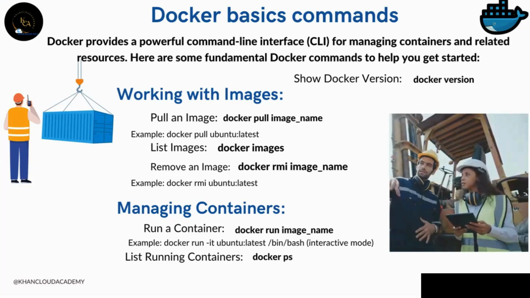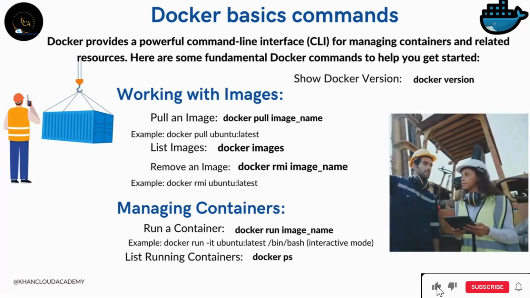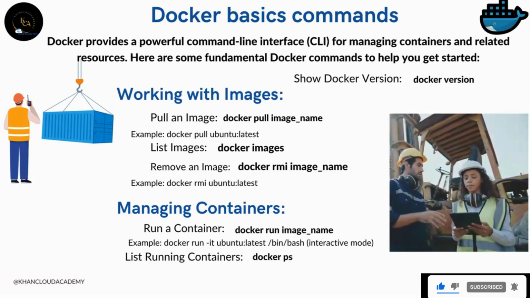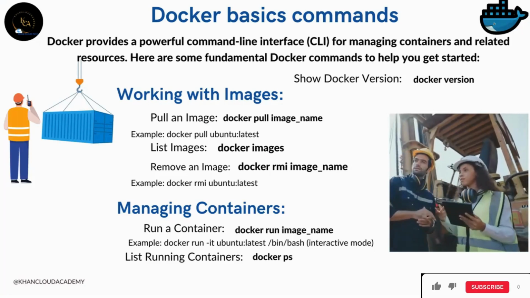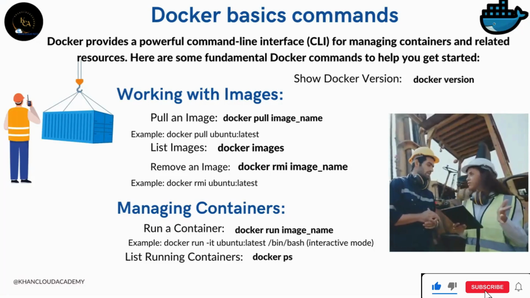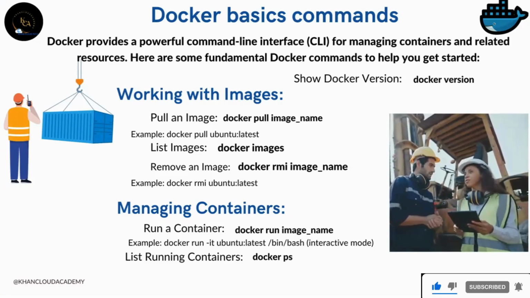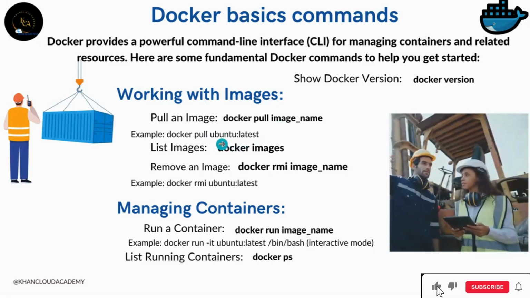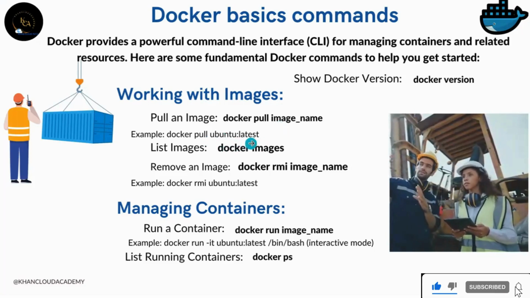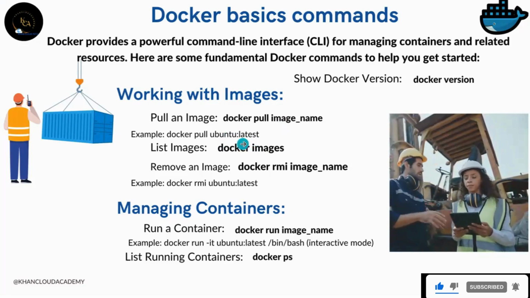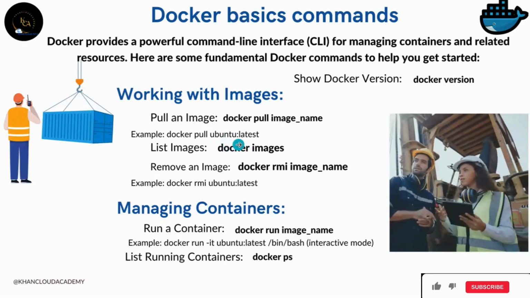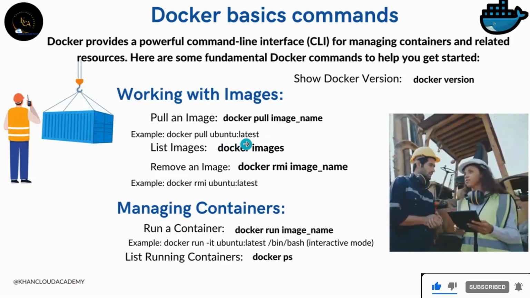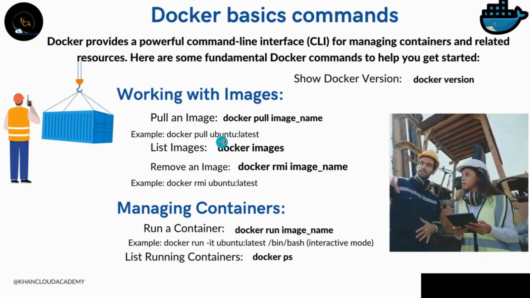How are you going to pull an image? We have to use the docker pull command. Docker pull takes an image name, whatever image you want, and it will directly pull from Docker Hub. Suppose you want to pull the latest Ubuntu version, or you can define a particular version if you want to run it. So I have written here Ubuntu latest.